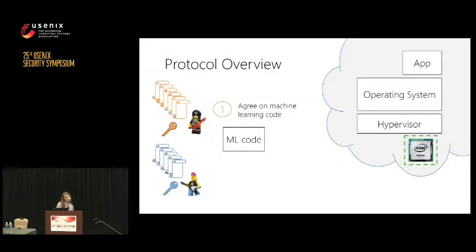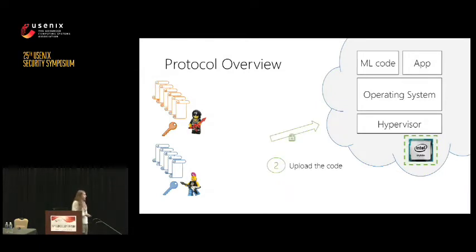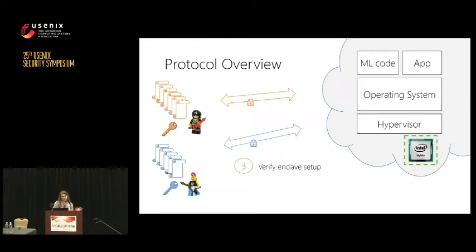Okay, so how would the users or the parties use our framework? They first agree on the machine learning code that they're going to run, and then one of them uploads this code. Then, because the code may have been modified by one of the parties, they establish a secure channel with the cloud and verify that it is the code that they indeed put on the cloud, and that it is indeed the correct Intel SGX out there. And then once that is established, they send the data and the keys.